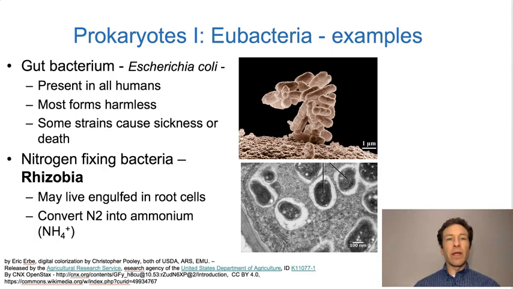Before we move on, let's look at a couple of examples of Eubacteria, which are in this group of prokaryotes. One example is a gut bacterium, Escherichia coli, which is pictured here. This is actually several of them that are stuck together. This bacteria is present in the guts of all humans, and most forms of this bacteria are harmless and probably desirable to have in our guts. However, there are some strains or genetic lineages which cause illness in humans and can even cause death.